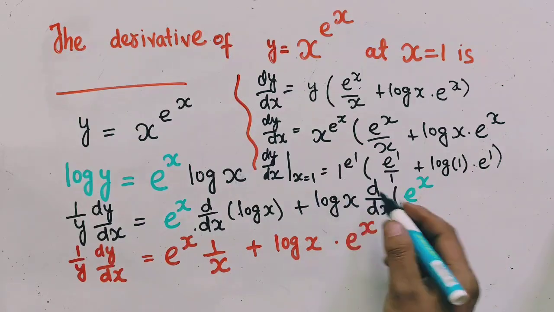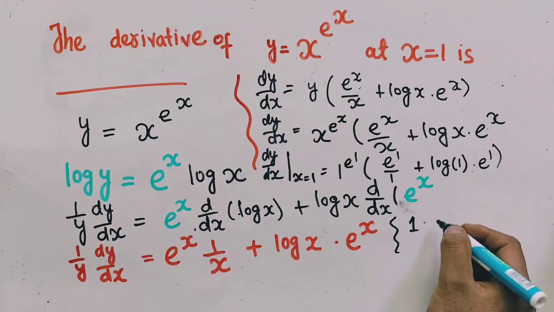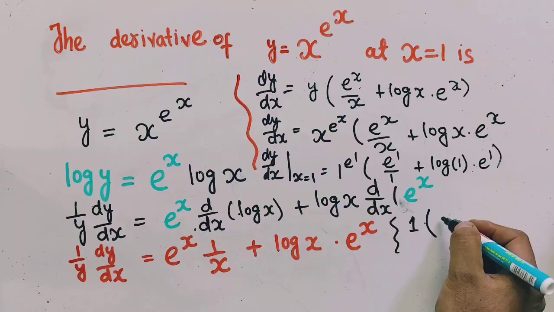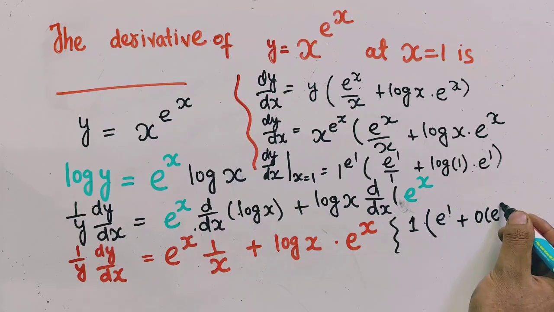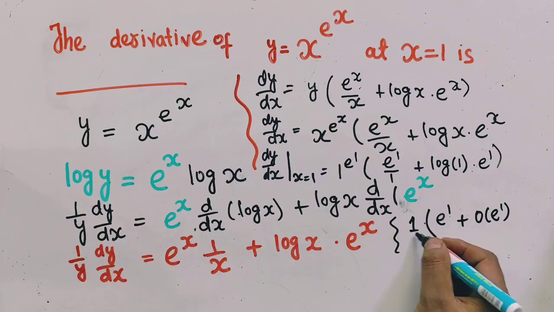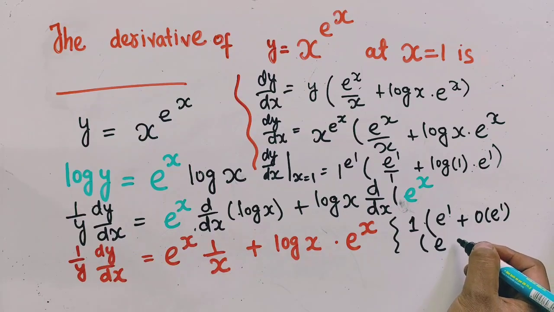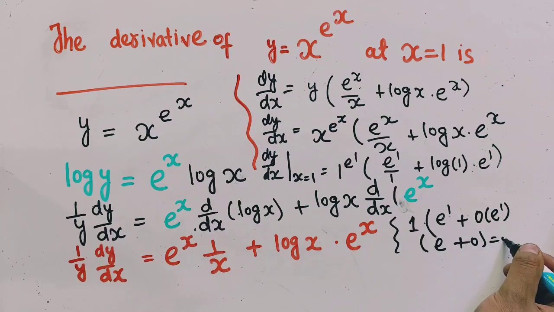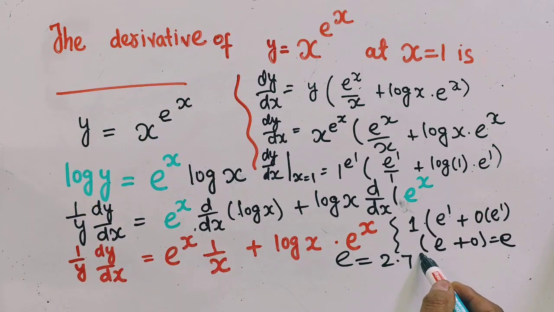So we have 1 raised power anything is 1. Okay, then we have e raised power 1 plus log of 1 is 0 times e raised power 1. So we get here, 1 into something is something, so we have e plus 0, which is equal to e, and the value of e is, I guess, 2.71. Okay, so the correct option should be 2.71 here.